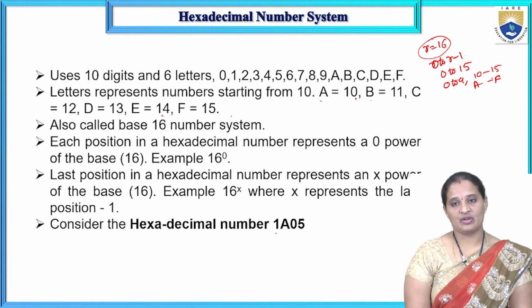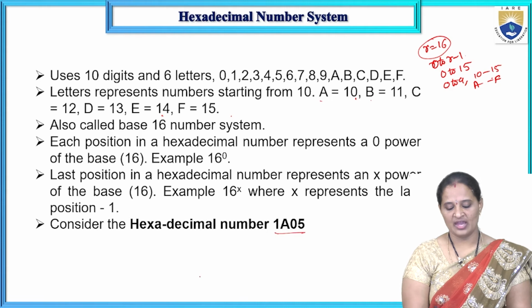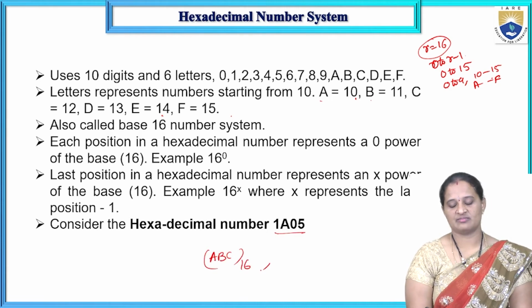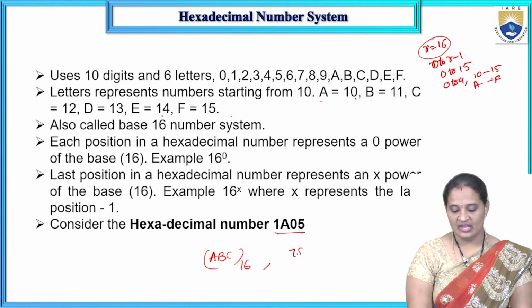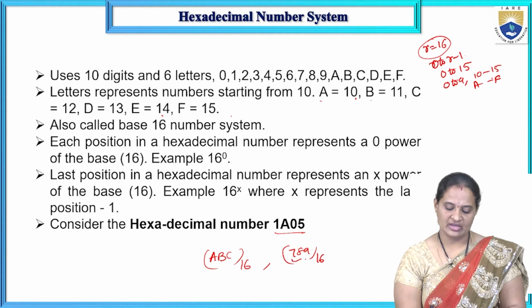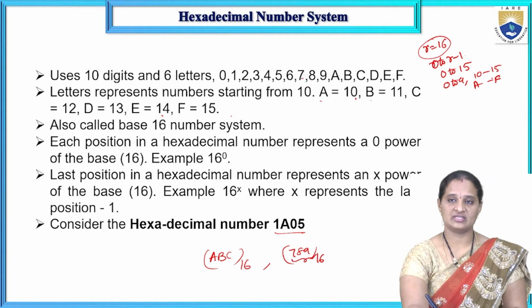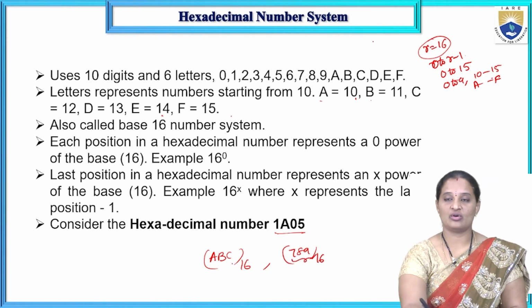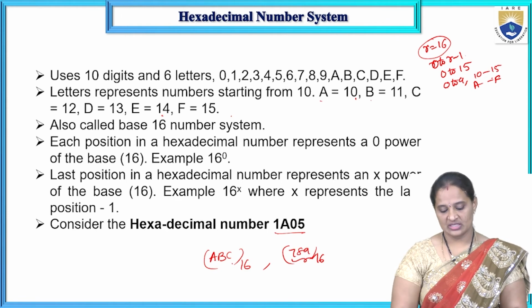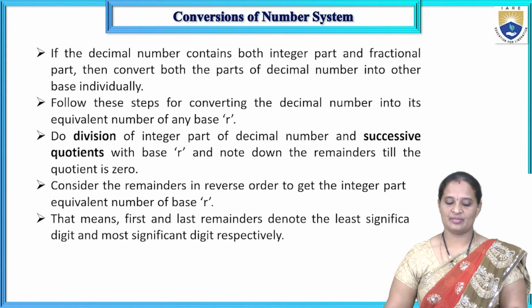An example of a hexadecimal number is 1A05. We can also consider ABC as a hexadecimal number. Even 789 is considered a hexadecimal number, because 7, 8, 9 are also symbols of the hexadecimal number system, and A, B, C are also symbols of the hexadecimal number system. So this is an example of the hexadecimal number system.